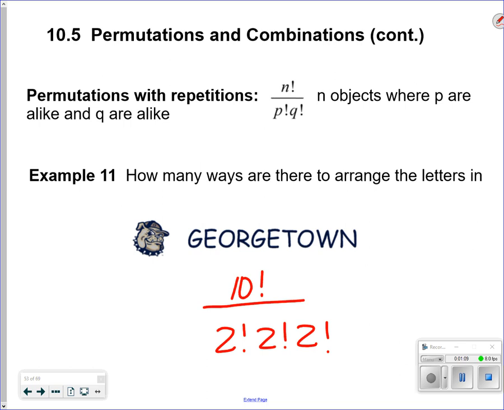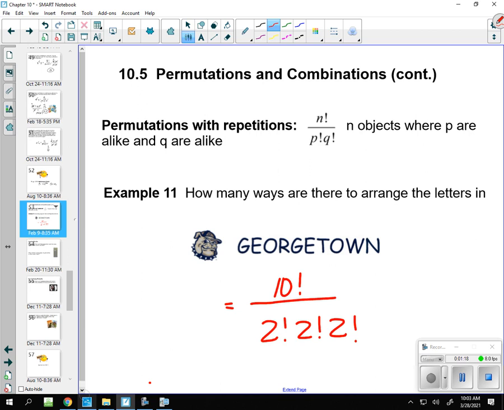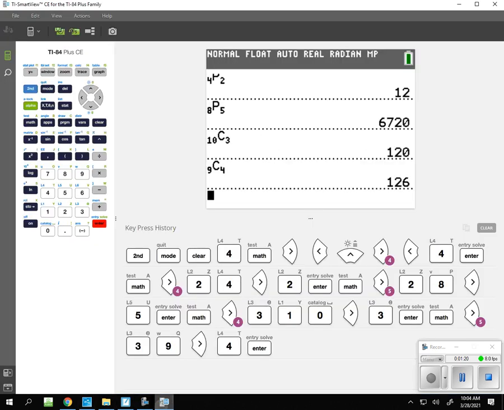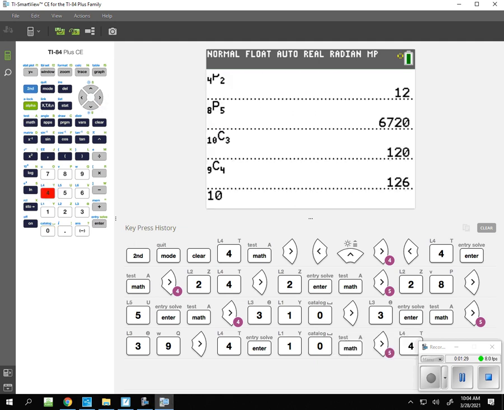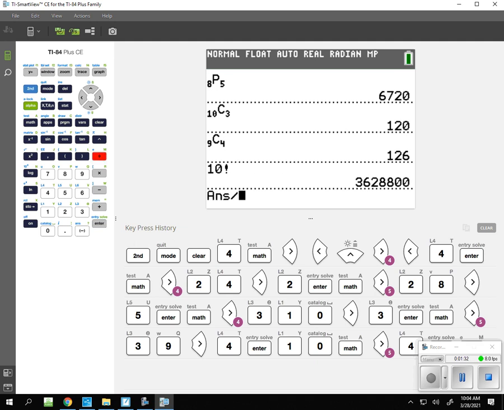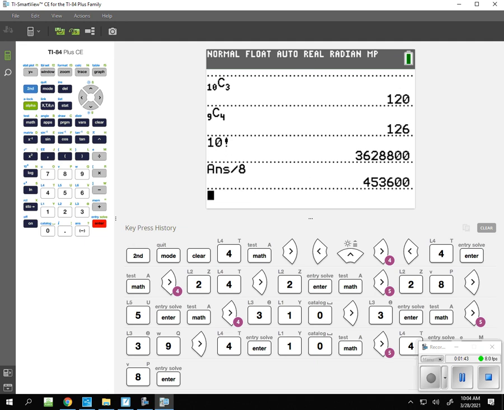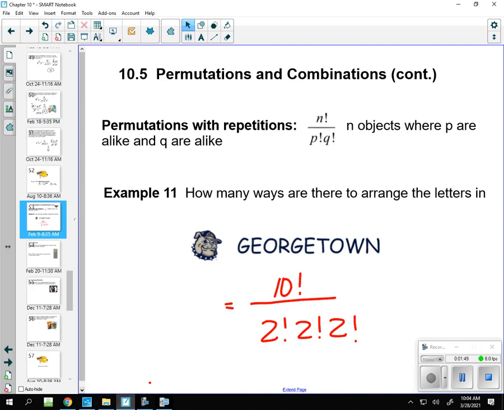So I'm going to pull out a calculator here. I have 10 factorial, and we're going to divide that by 2 factorial times 2 factorial times 2 factorial, which is 2 times 2 times 2, so 8. How many different ways could you arrange the word Georgetown? It would be 453,600 ways.